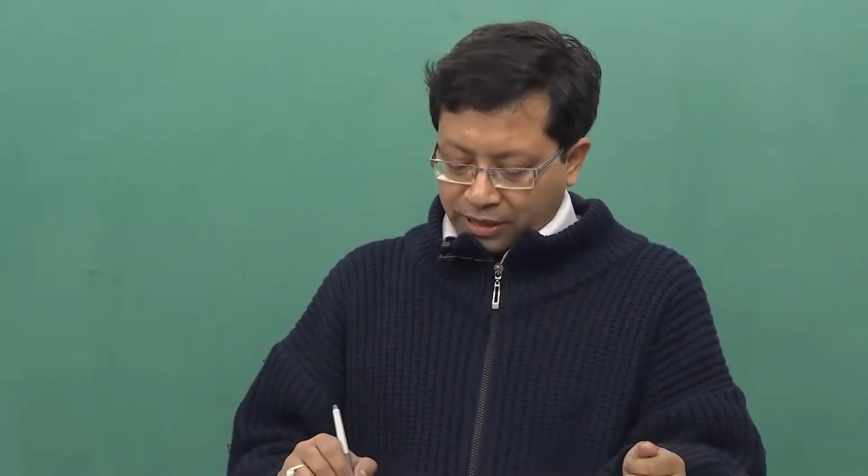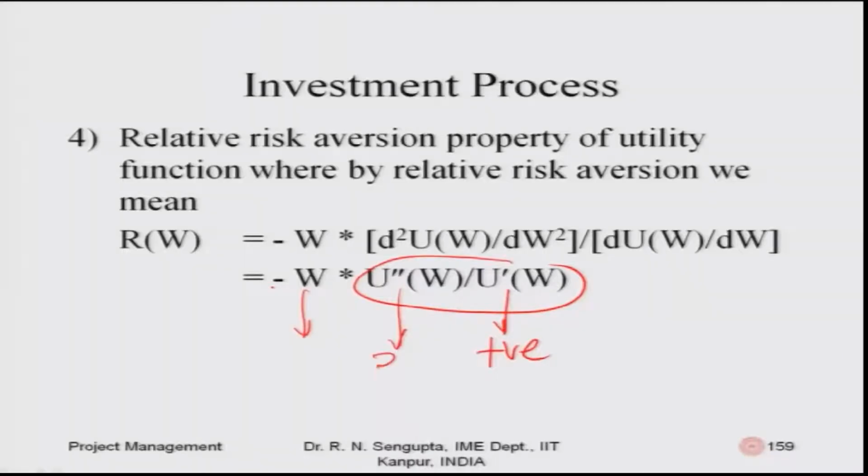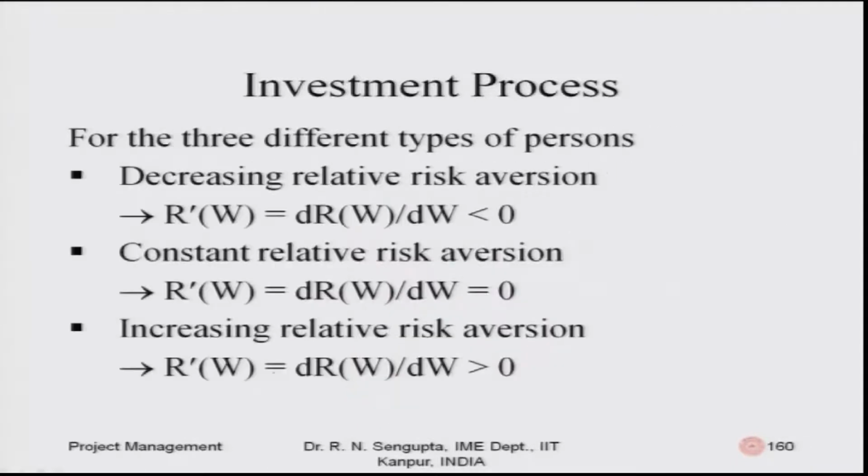Again, the property of RW would depend on U prime and U double prime. U double prime would definitely have an effect on the property of A and the property of R, which are the absolute and relative risk aversion properties. Following the same sequence of explanation, R prime being less than 0 means decreasing relative risk aversion. R prime being 0 means the relative risk aversion property is constant, and R prime being greater than 0 means the relative risk aversion property is increasing.